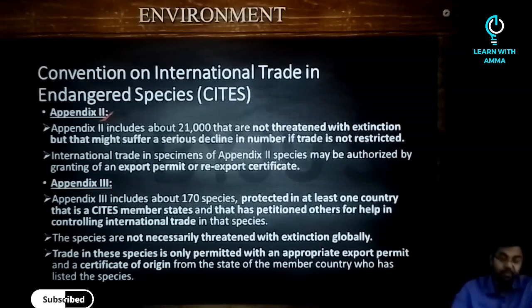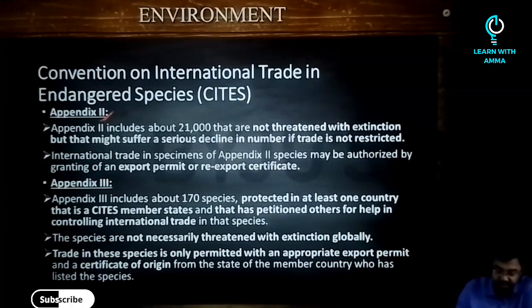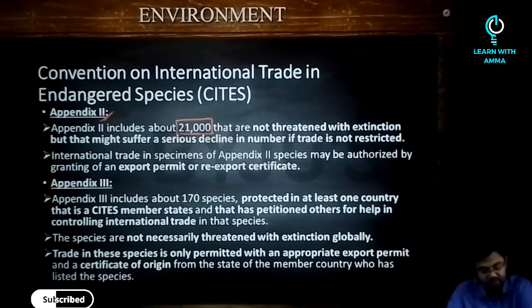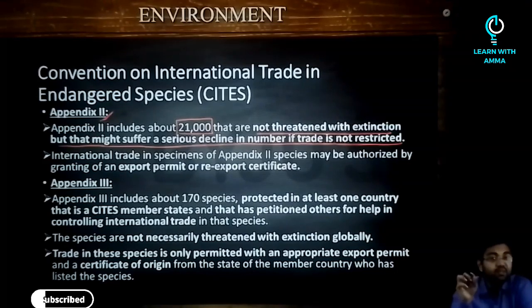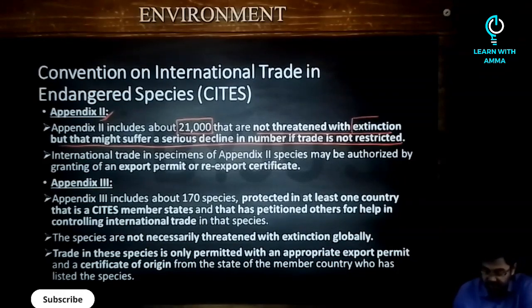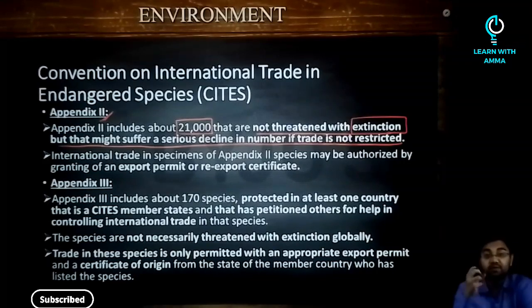Then you have something called as Appendix 2. When it comes to Appendix 2, there are approximately 21,000 plants and animals here which are not threatened with extinction, but that might suffer a serious decline in number if trade is not restricted. So the first appendix is where if the trade is happening, if the hunting is happening, then there is a possibility of extinction of these animals or plants. In second appendix, what you get is that they are not threatened with extinction, but still might suffer very negative consequences of some sort if the trade is not restricted.